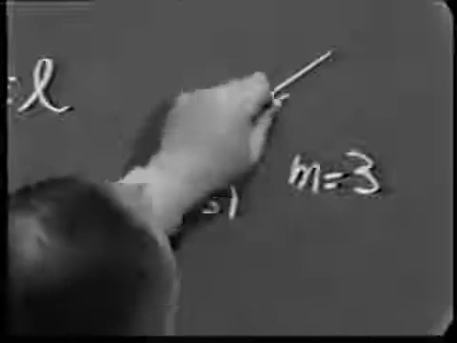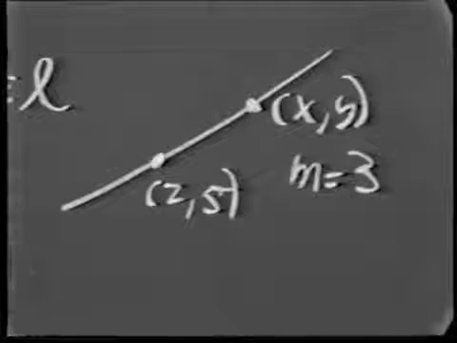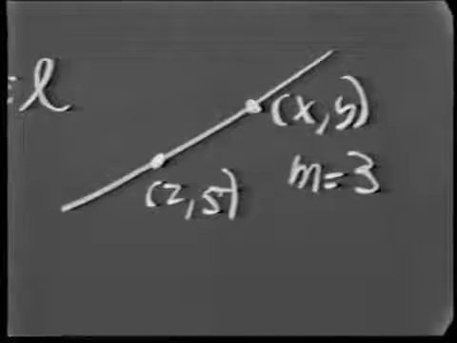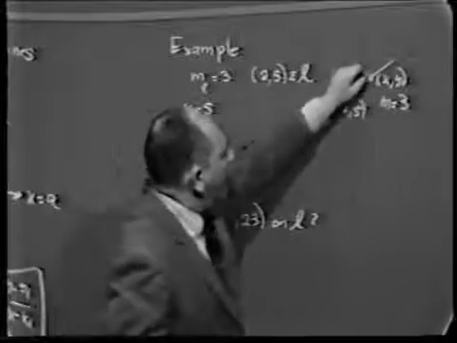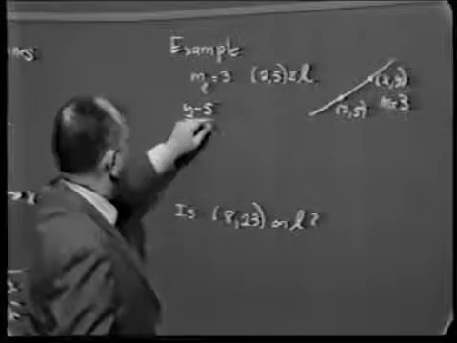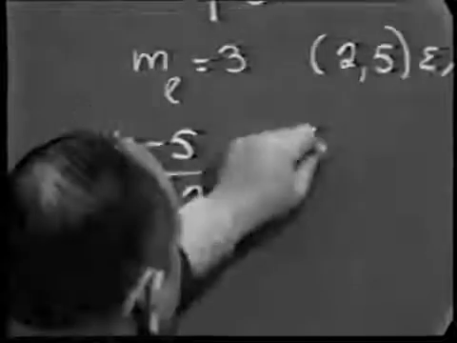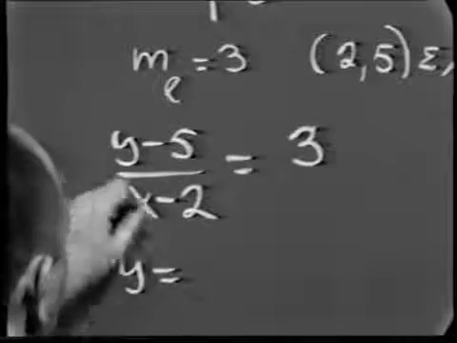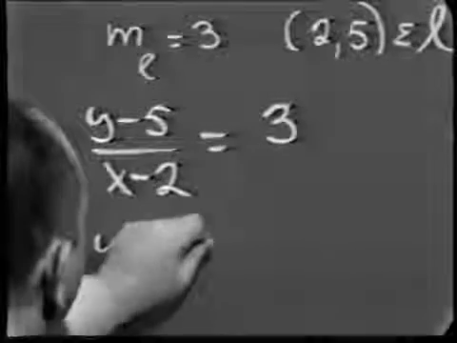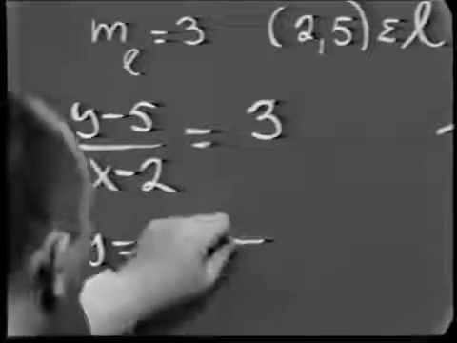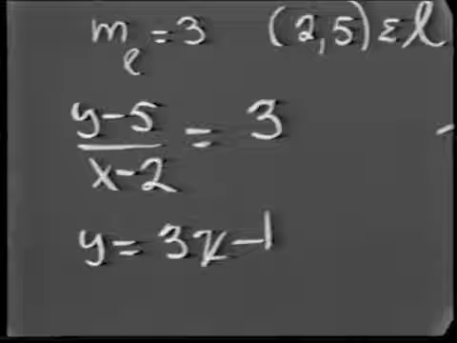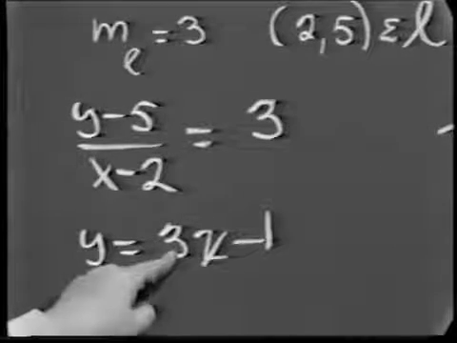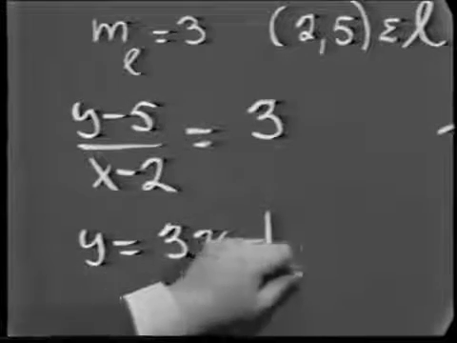So for example, let's see what it means for the point x comma y to belong here. What does that mean? My slope is going to have to be what? y minus 5, that's my rise. My run is x minus 2, and that must equal 3. And if I clear this of fractions, I get what? y is equal to 3x minus 1. By the way, does this check out? If x is 2, 2 times 3 is 6 minus 1 is 5. 2 comma 5 is on the line.